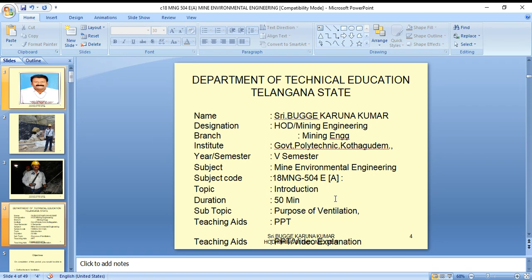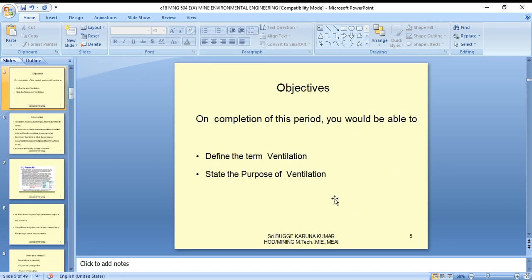The part of the mine environmental engineering subject: the basic introduction, the purpose of ventilation. What are the types of ventilation? What is the requirement of the ventilation system in underground mines? On completion of this lecture, you will be able to define the term ventilation and the purpose of the ventilation system.